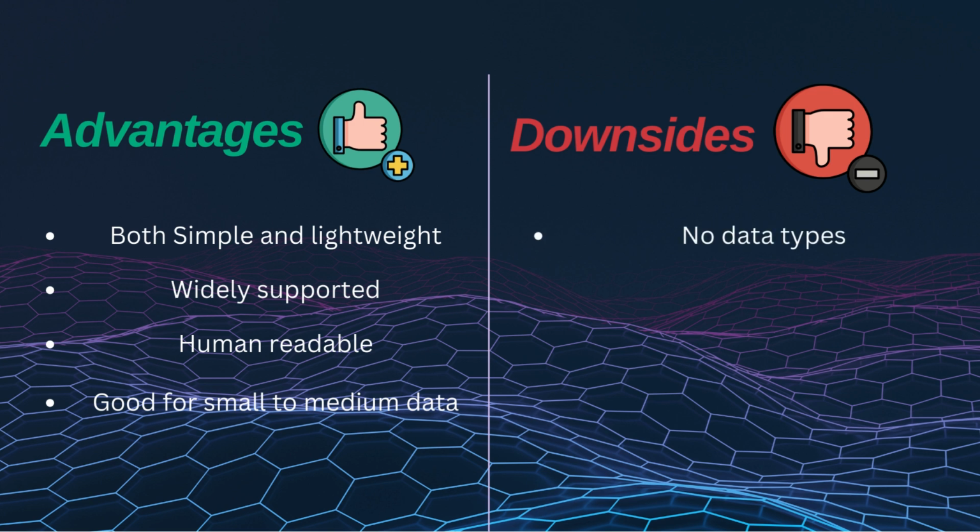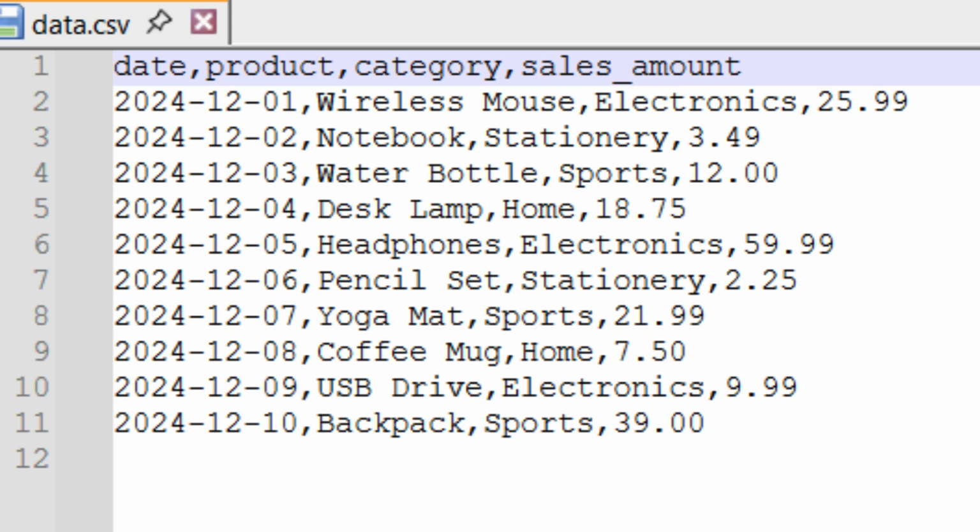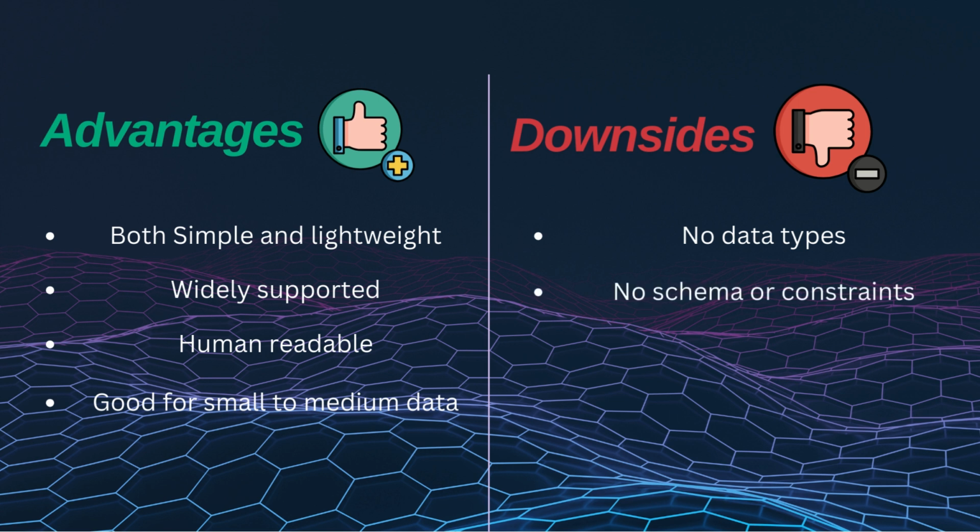The downsides, however, are the following. First, there are no data types. As you can see, everything is plain text, whether it is dates, numbers, or booleans. There is no schema or constraints. For example, unlike SQL, you have no primary keys and no foreign keys. You have just raw text with no structure enforcement. Also, large files get sluggish. For example, hundreds of megabytes or gigabytes can choke your editor and your code. There is no built-in compression. For example, if you want to save storage with large CSV data, you might need to manually compress them.